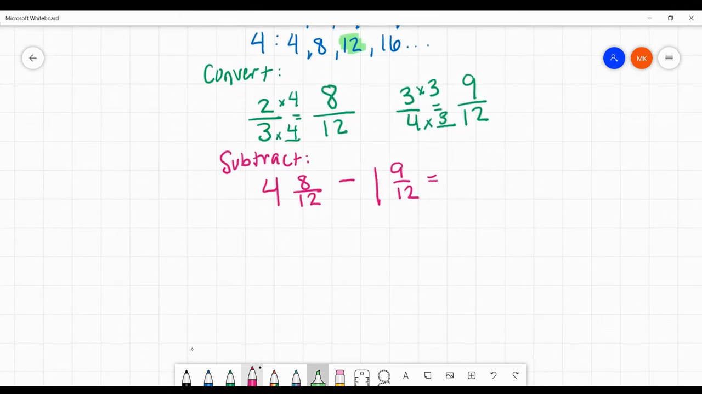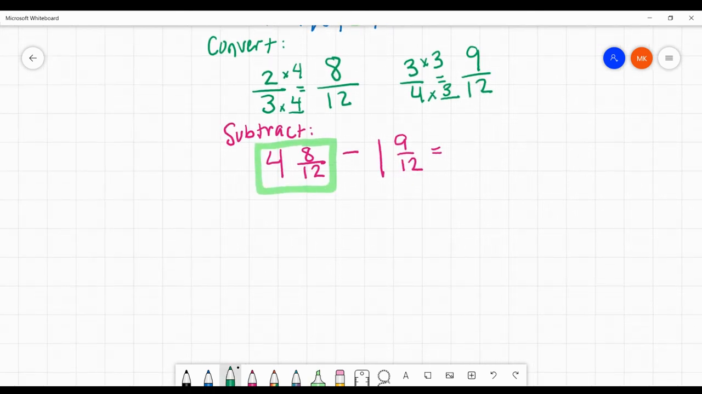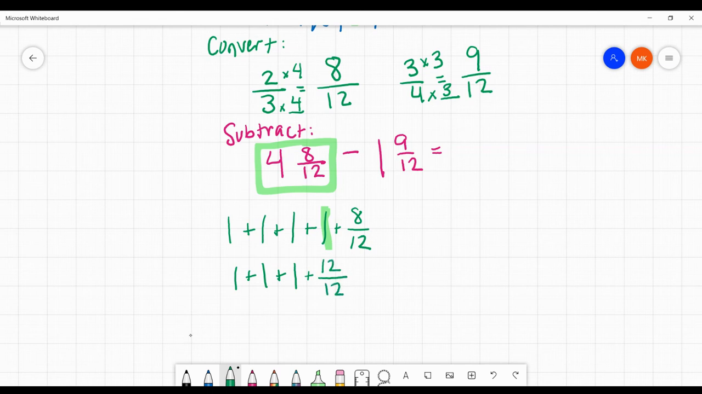Now to regroup, I'm going to look at my first fraction and stretch it out. 1 plus 1 plus 1 plus 1 plus 8/12. As you can see, I broke my 4 into ones, and I kept my fraction the same. Now what I can do is take this one whole and turn it into its equivalent fraction form. So now I have 1 plus 1 plus 1 plus 12/12, because that is one whole, plus my 8/12.